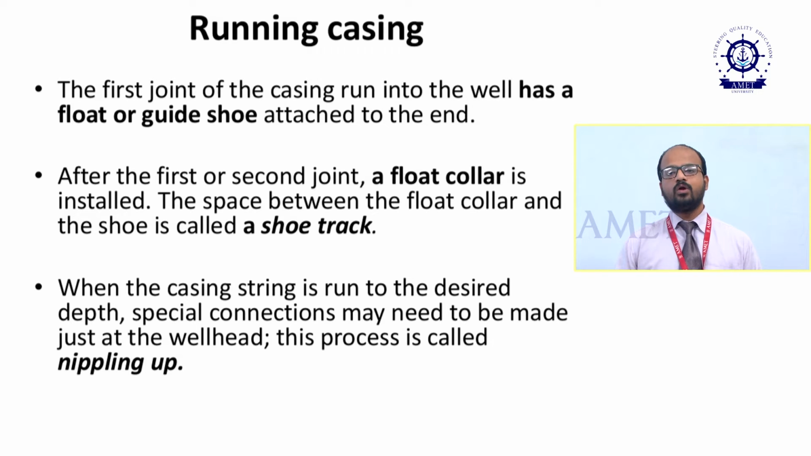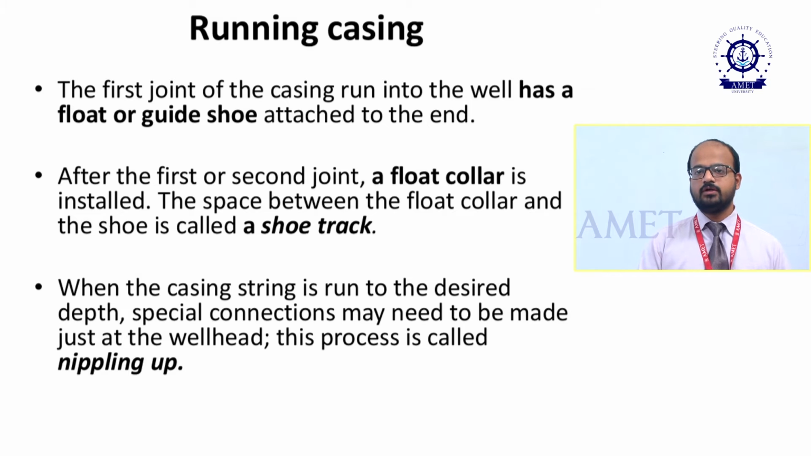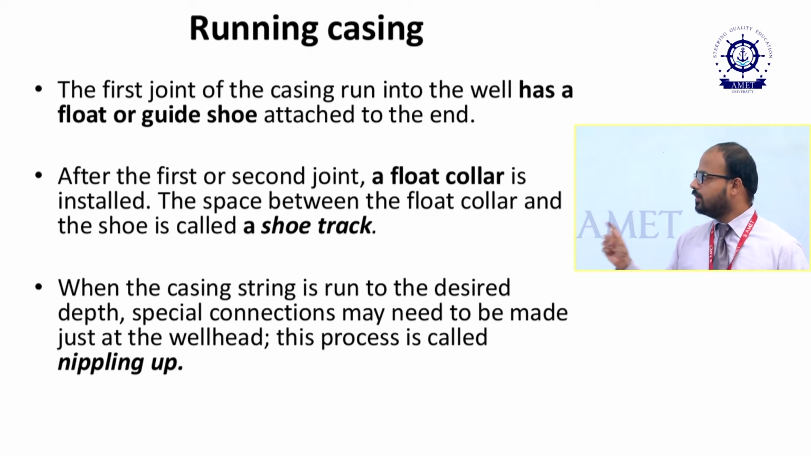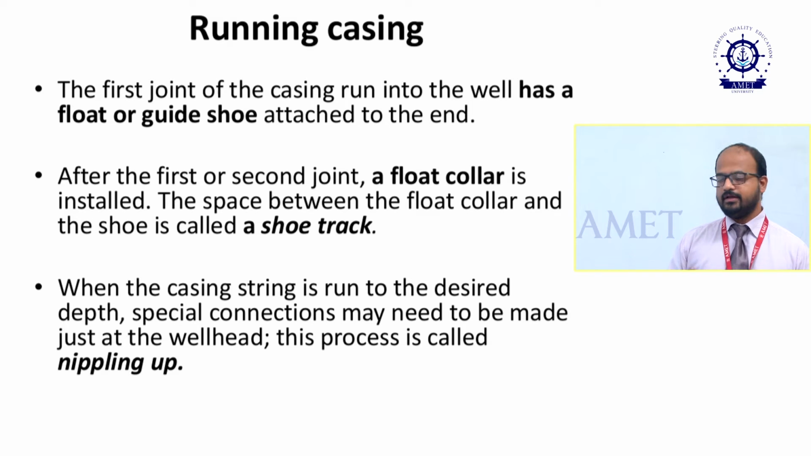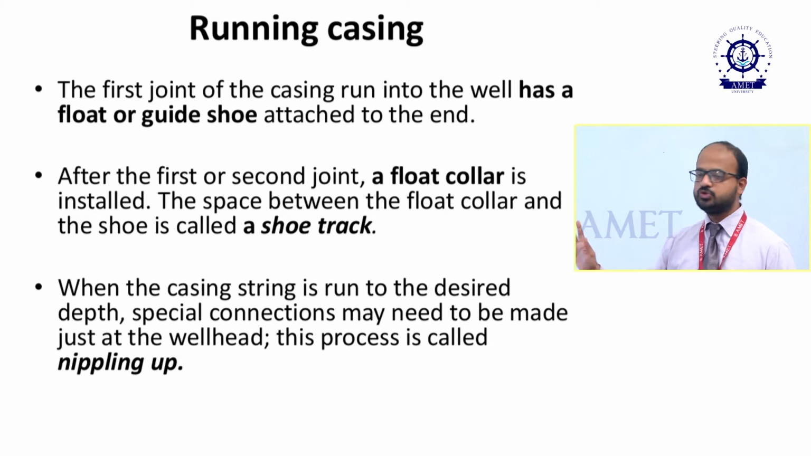Now after 1 or 2 pipes are further connected with your joint, we have to use one component which is called the floating collar. The floating collar, I told you, may be 2 or 3 joints of your casing away. The distance between the floating collar and the floating shoe is called the shoe track.